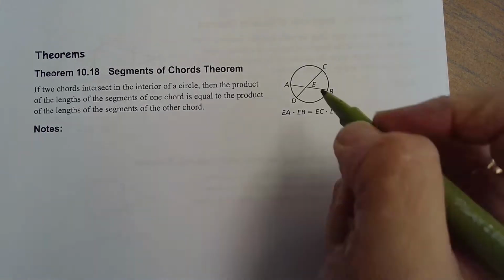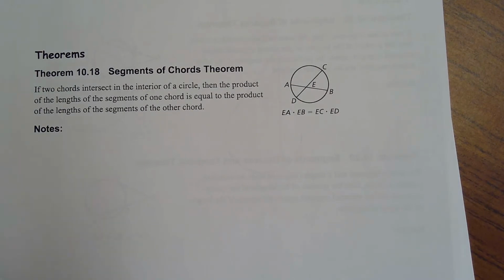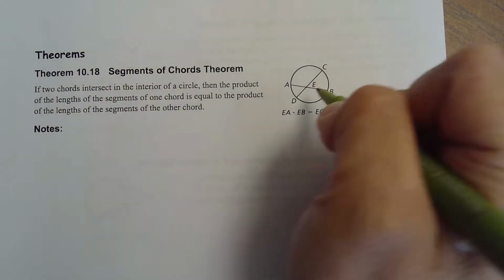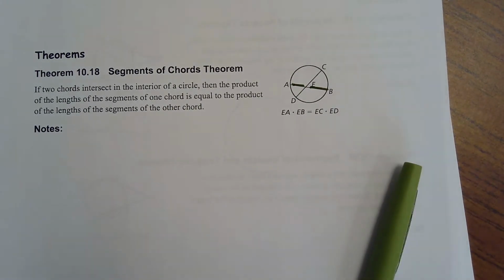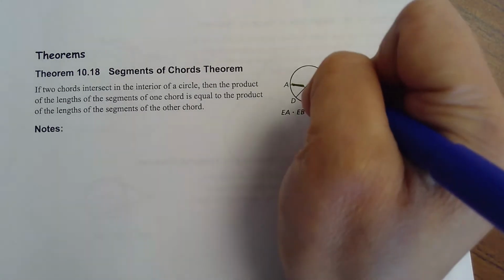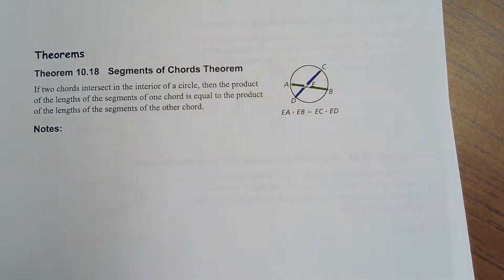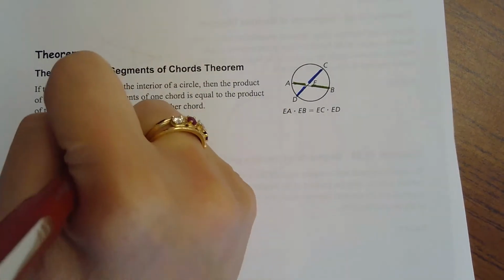What they're saying here is that if we have two lines that intersect inside of a circle, the relationship between all the pieces, for example, E to A times E to B, those two pieces of that segment, is going to equal E to C times E to D. So when we have two lines that intersect inside of our circle, the segments are proportionate. Let me give you an example, because I think it'd be easier to walk through.